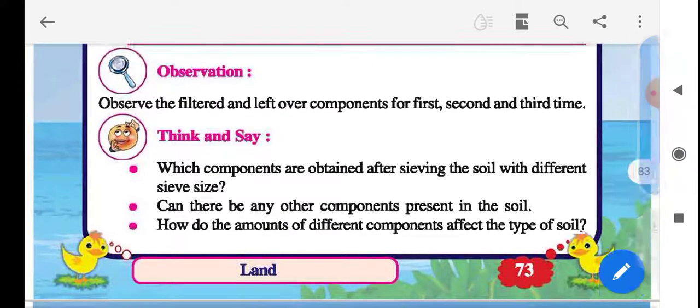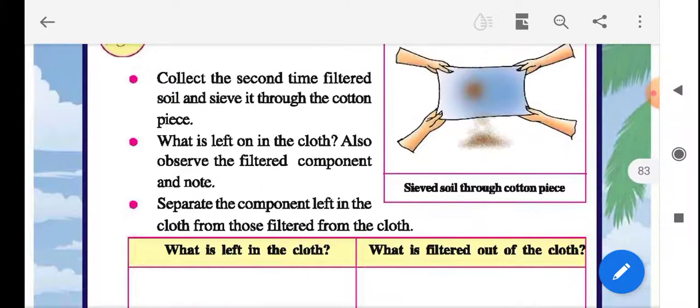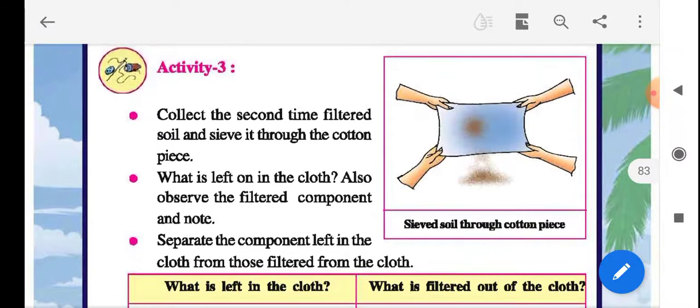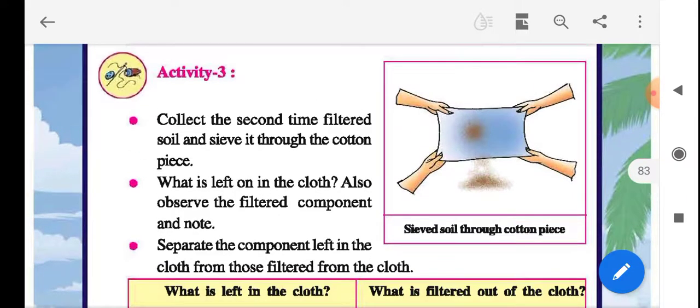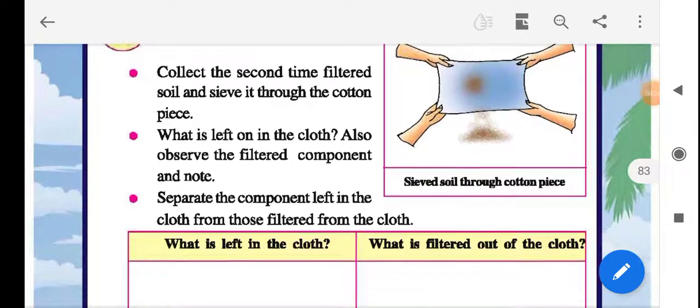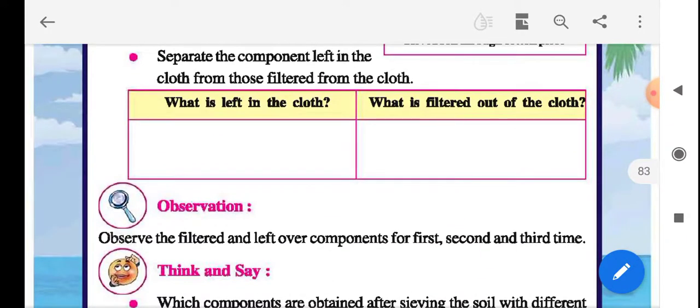Last time we had an activity about sieving soil through a cotton cloth, and the fine, micro components were filtered out, which we observed on the cloth. Dear students, I would like to inform you that this is our revision session. This is the second time I am revising the course after it is over. So please study well and write well.